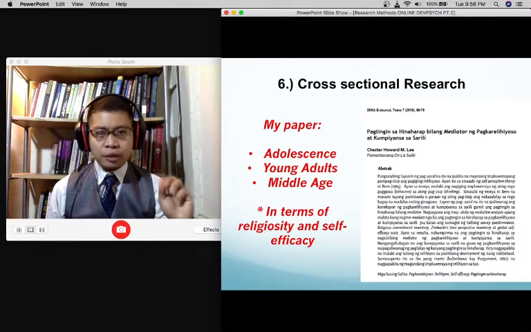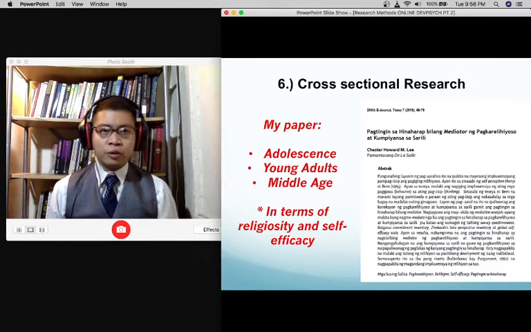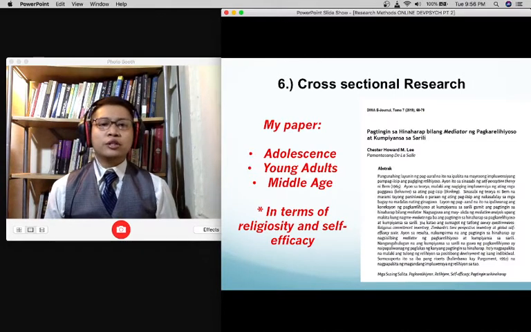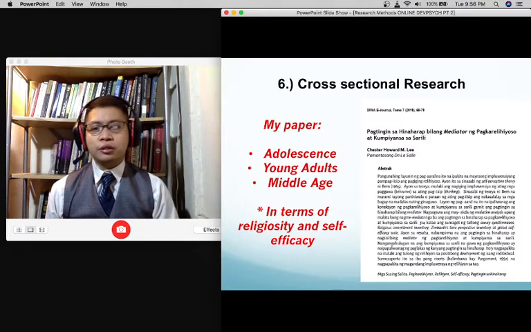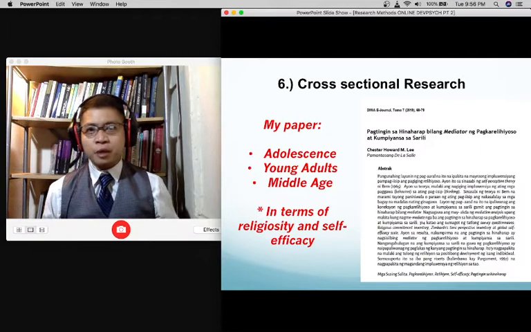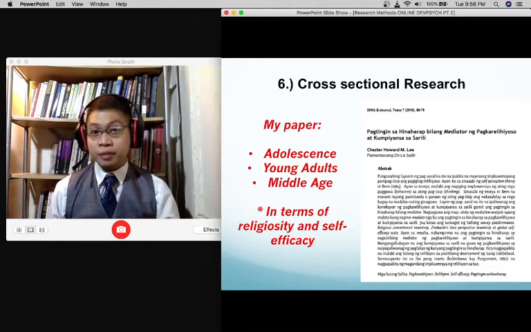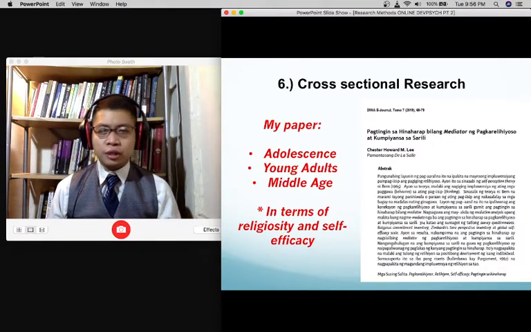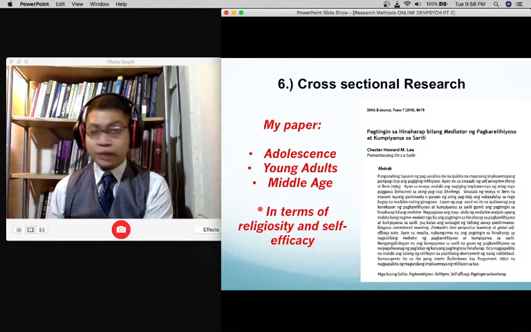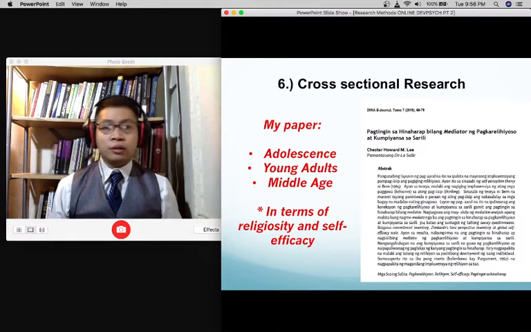In that paper that I wrote, I did a cross-sectional research of 3 age groups: adolescents, young adults, and middle age. I wanted to find out what is their level of religiosity and self-efficacy. Gets? So, in terms of experimental psychology, I have 2 dependent variables here, religiosity and self-efficacy. So, I wanted to know how religiosity and self-efficacy differ across people in different age groups: adolescents, young adults, and middle age. And what did I find out?